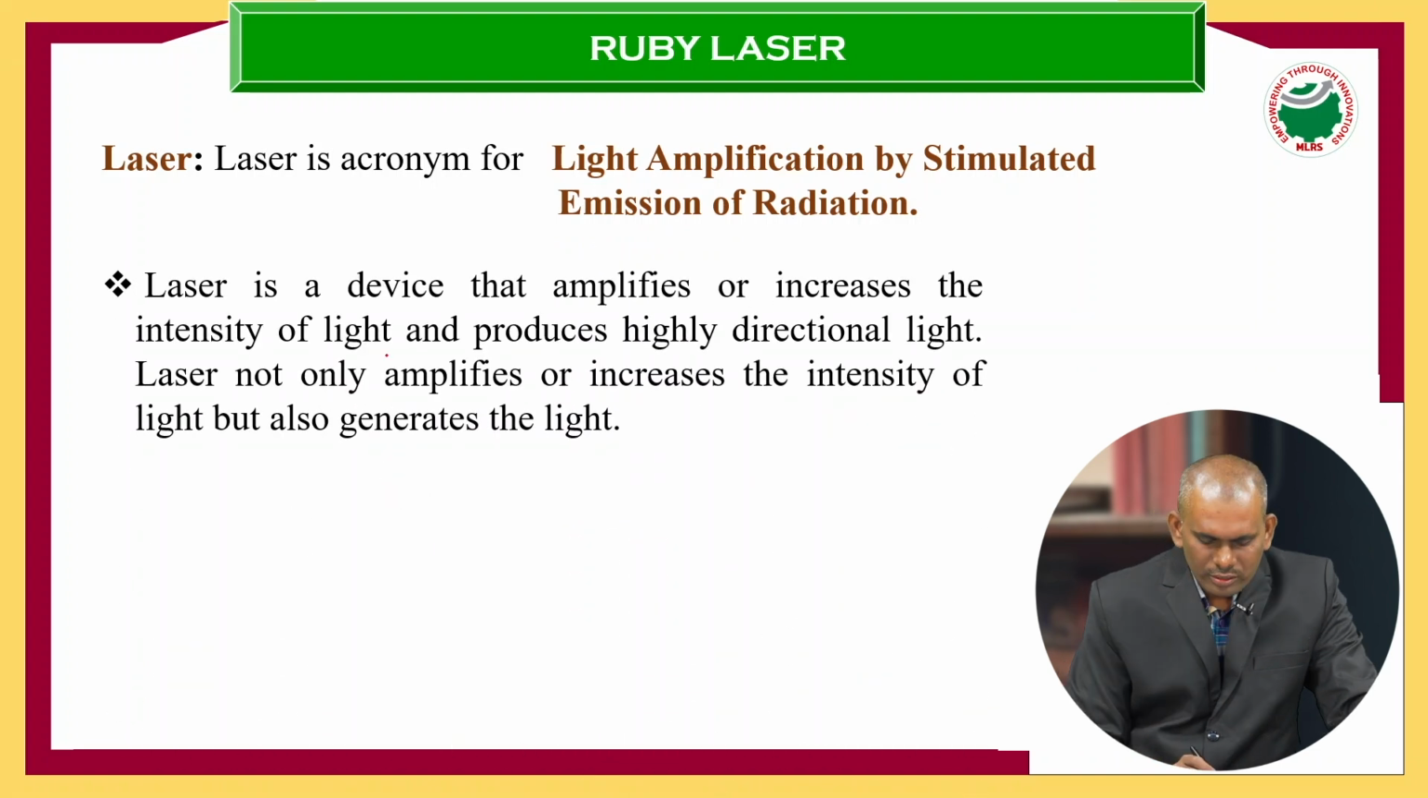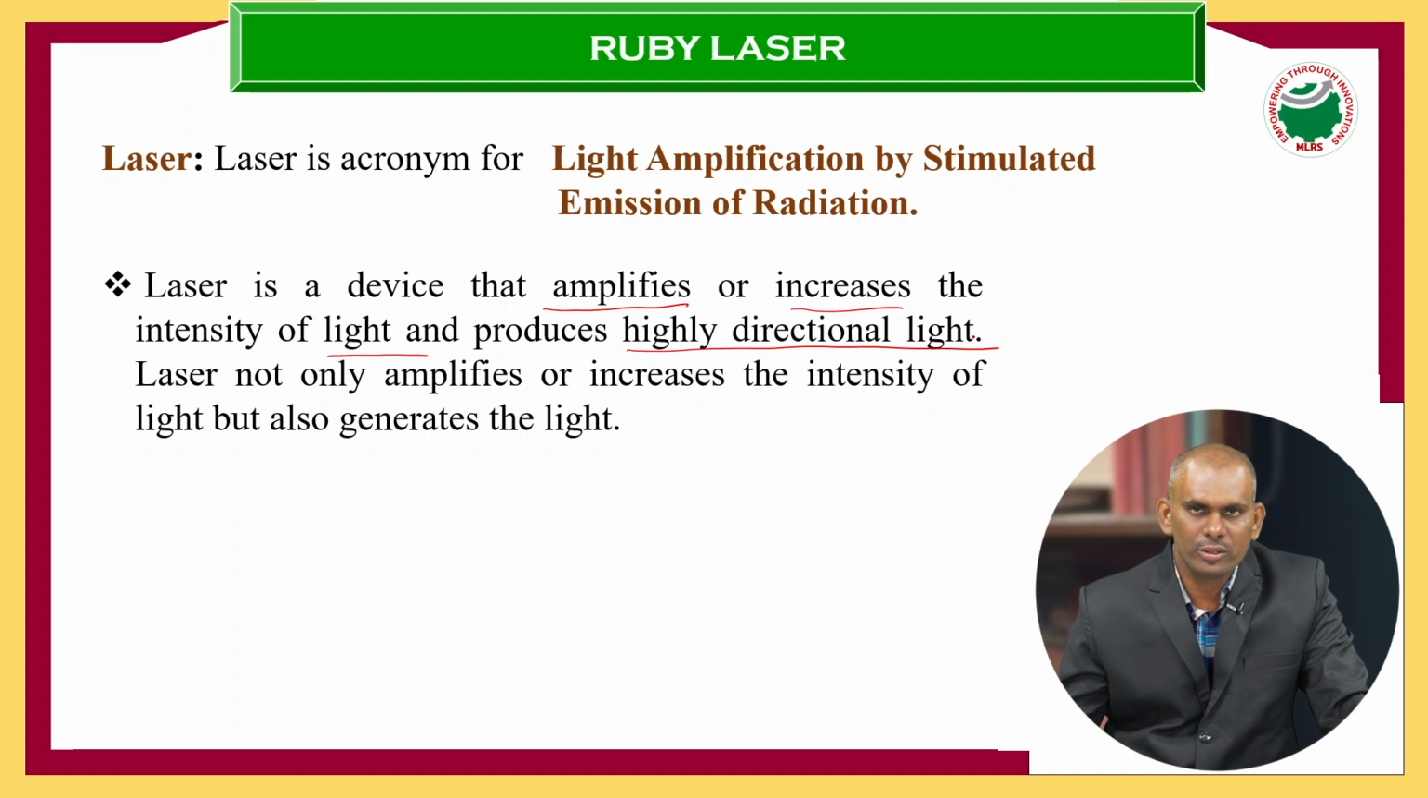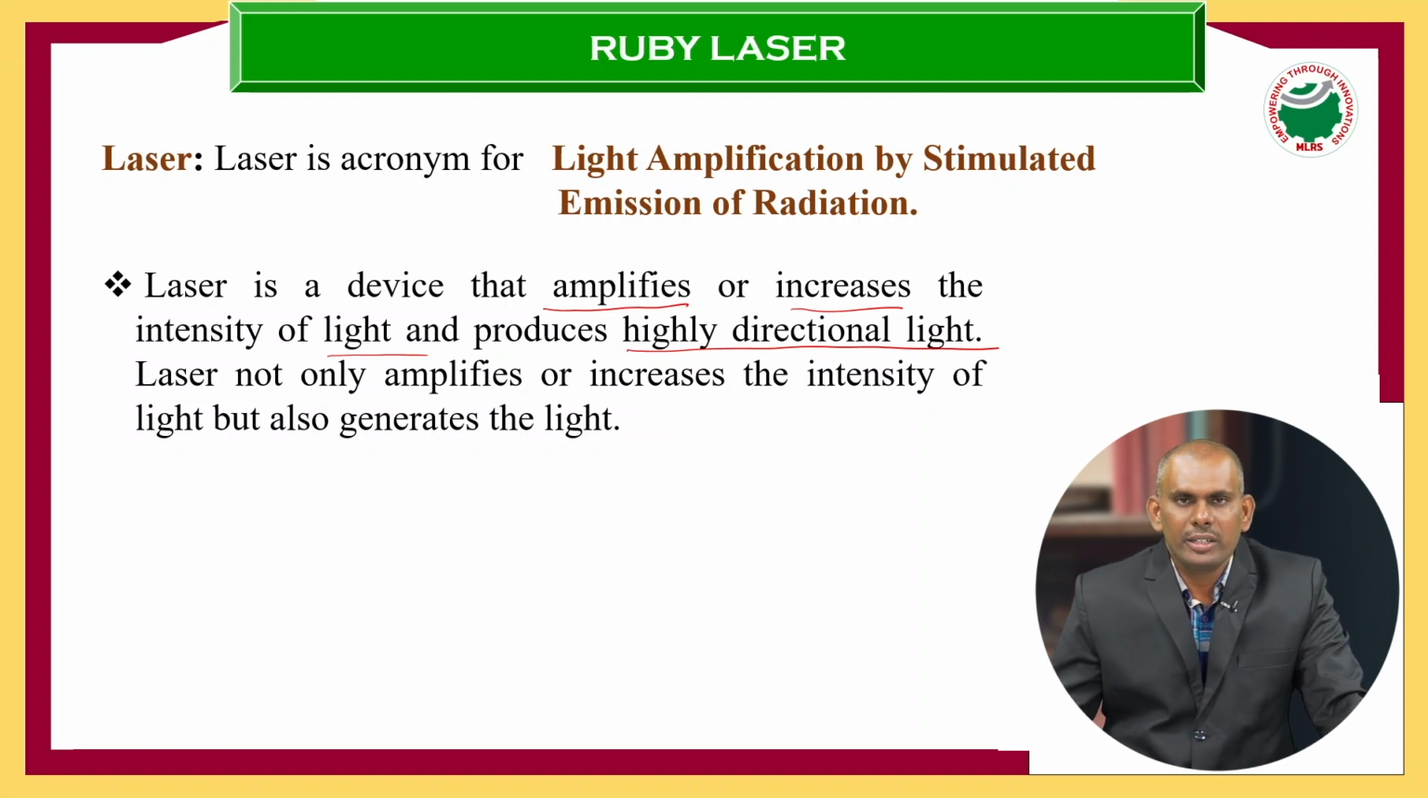Next, a laser is a device that amplifies or increases the intensity of light and produces highly directional light. As I told you, laser light is completely different from the other light sources we use in our regular life. Why? Because lasers have some particular characteristics, like intensity, output, directionality, single color availability, and coherence. Like that there are different characteristics for laser. That is the reason lasers are becoming very important in every engineering and technical stream.